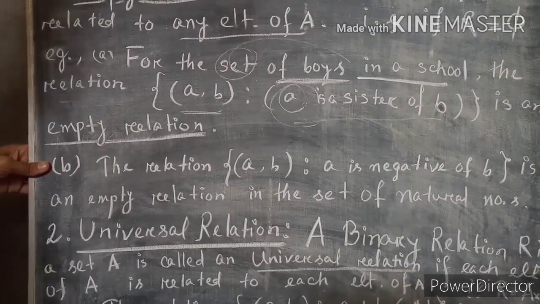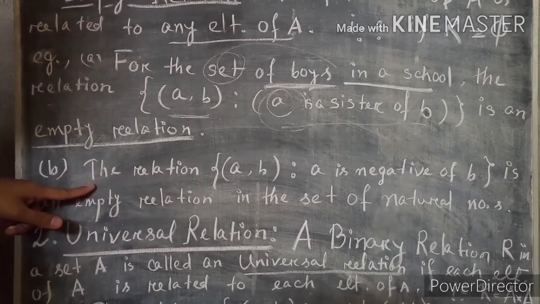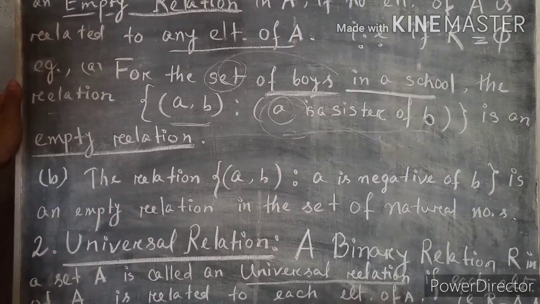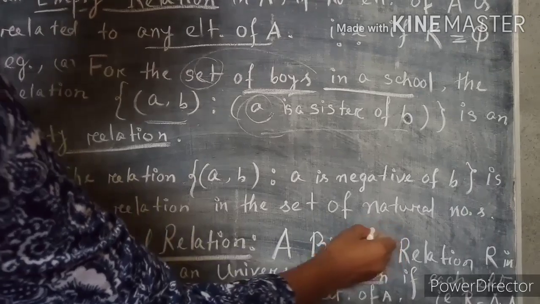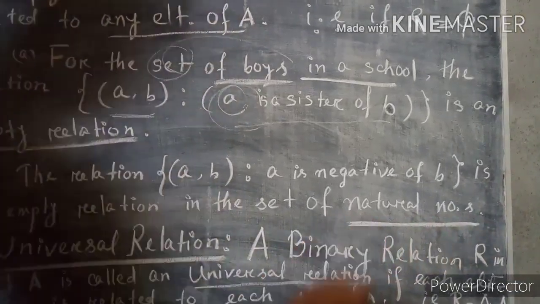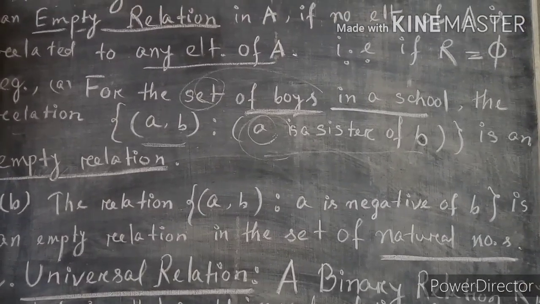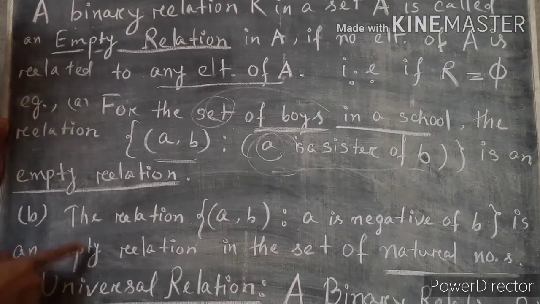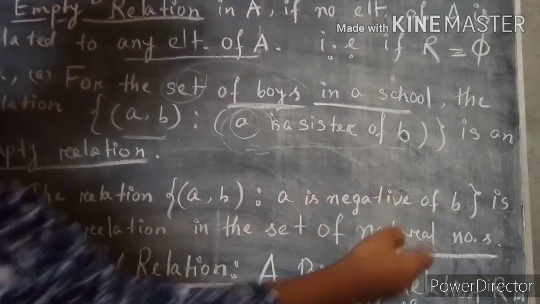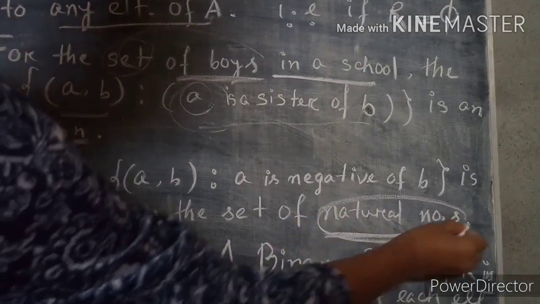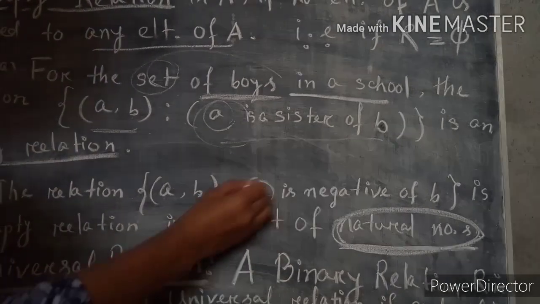And the second example is the relation, the ordered pair (a, b) such that a is the negative of b, which is an empty relation in the set of natural numbers. You already know what a natural number is. Natural numbers start from 1, 2, 3 up to infinity. In the set of natural numbers, do you have any negative number? No, right?